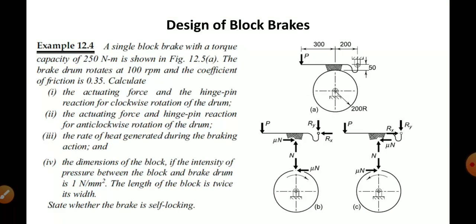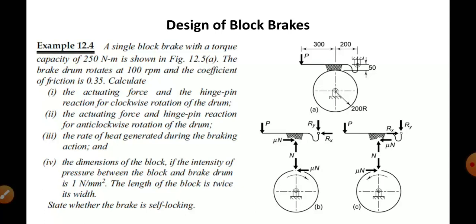Now we will see a simple numerical on this brake design. A single block brake with a torque capacity of 250 Newton meter, torque capacity is shown in the figure. The brake drum rotates at 100 rpm, speed is given. The coefficient of friction is 0.35, mu is given. Calculate the actuating force and the hinge pin reaction for the clockwise rotation of the drum, when the drum is rotating in clockwise direction.